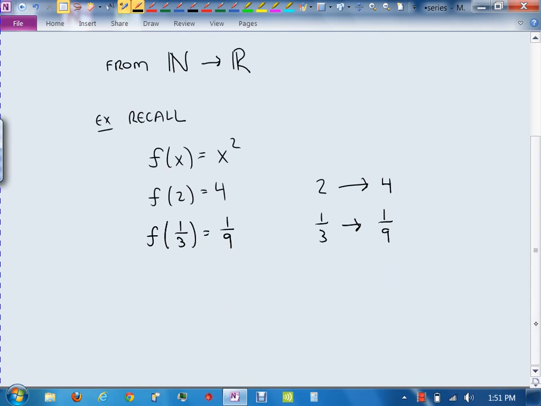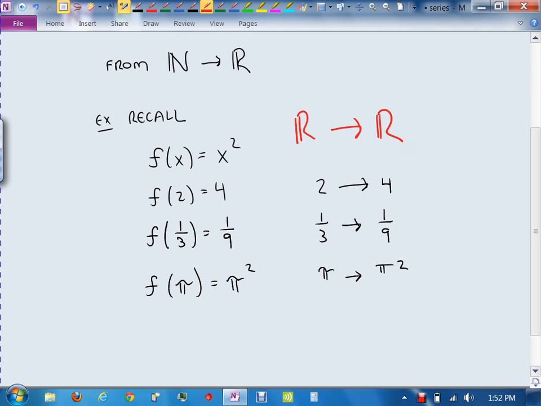But I don't even have to go with fractions. I can go with irrational numbers. I could plug in pi if I wanted to, and it would spit out pi squared, right? So the functions that we've always dealt with in our entire lives have not gone from script N to R. And I haven't even told you what script N is yet. They have gone from R to R, meaning you give me a real number, I spit out a real number, right? Real number in, real number out.